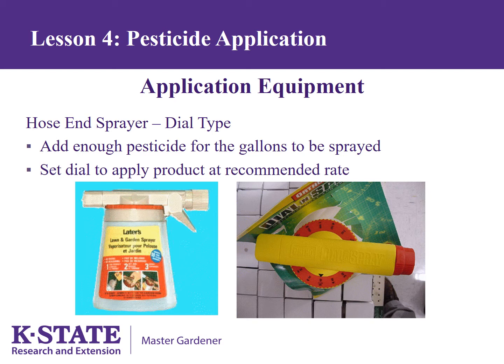On a dial type hose-end sprayer, you would add enough pesticide for the gallons to be sprayed. Then set the dial to the recommended rate so the product is applied correctly.